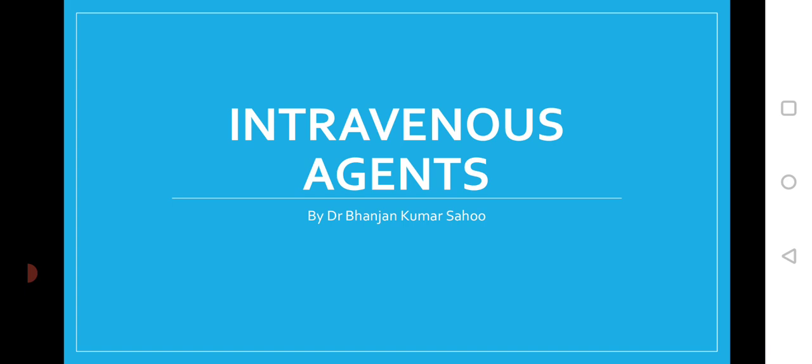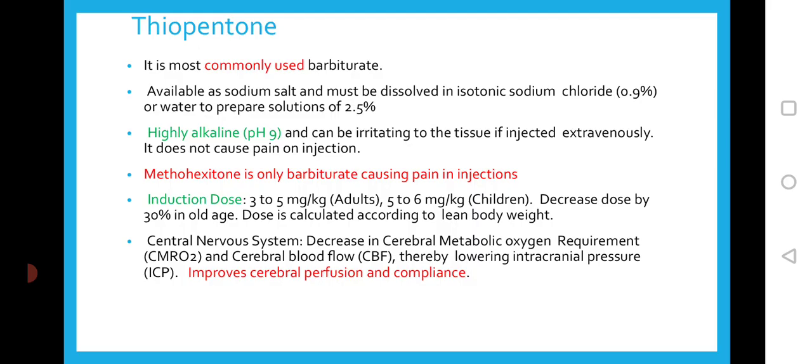First is thiopentone. It is the most commonly used barbiturate. Available as a sodium salt and must be dissolved in isotonic sodium chloride or water to prepare solutions of 2.5%. Highly alkaline, pH about 9, it can be irritating to the tissue if injected extravenously. It does not cause pain on injection. Methohexitone is the only barbiturate causing pain on injection.